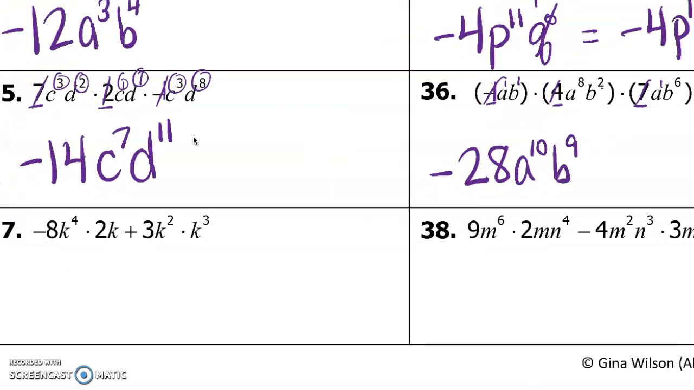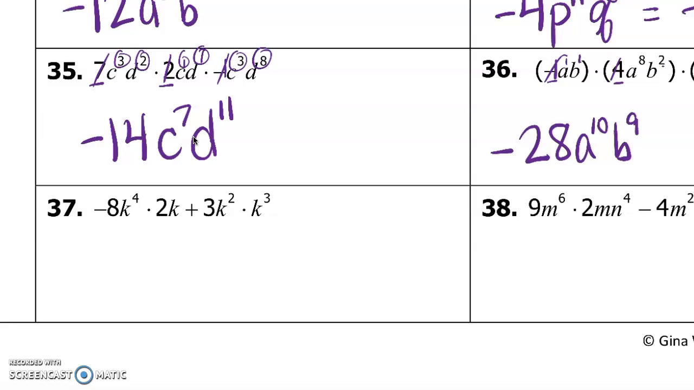These last two have multiplication and addition. So right here, you have to notice we're adding these two things together. So order of operations says we have to multiply first. So you're going to just multiply the two sets separately. So here we do negative 8 times 2 gives us negative 16. K, 4 plus 1 gives us 5. Bring down your plus sign.